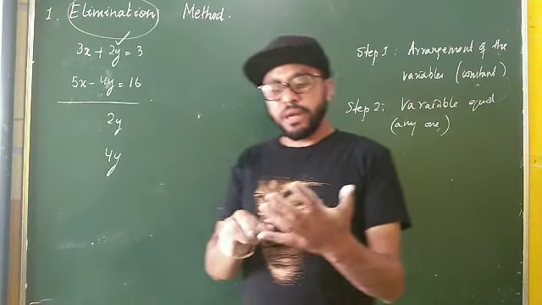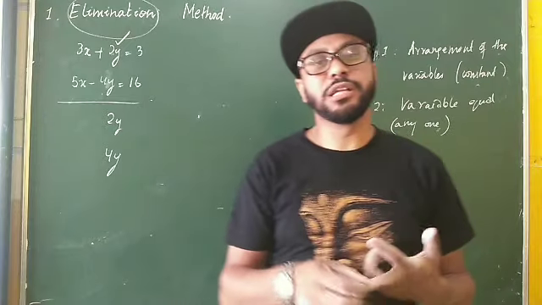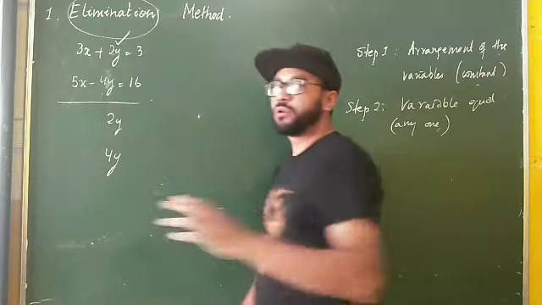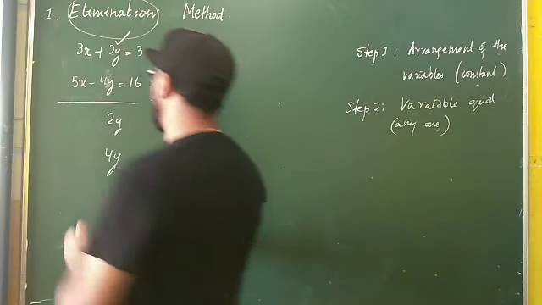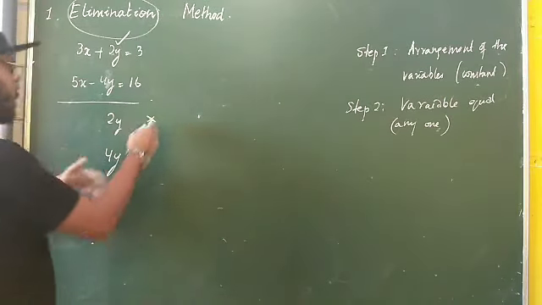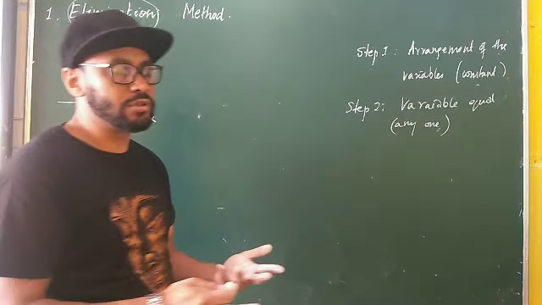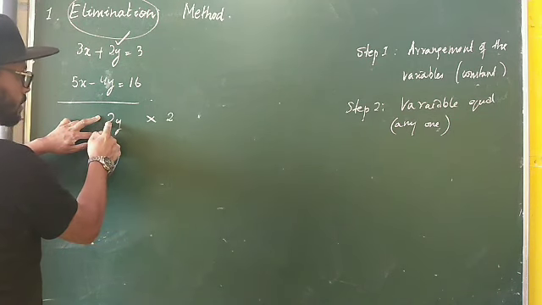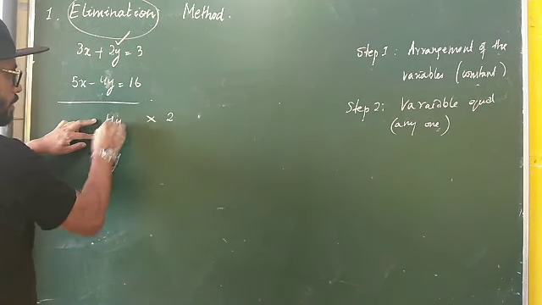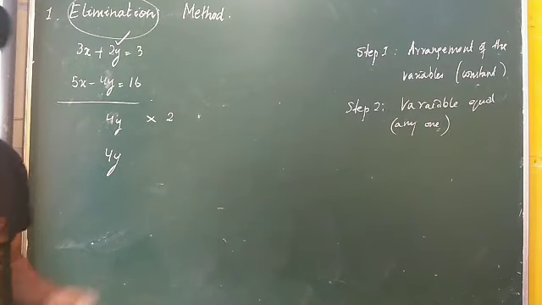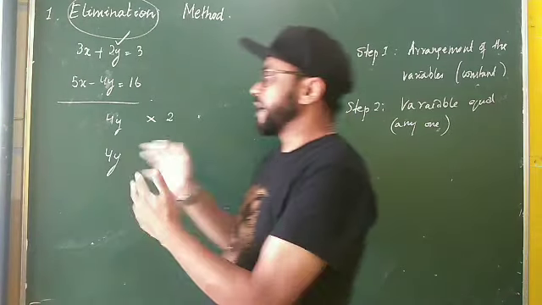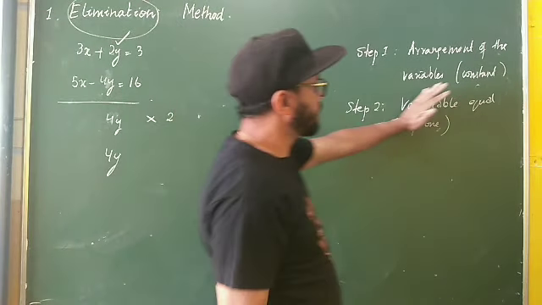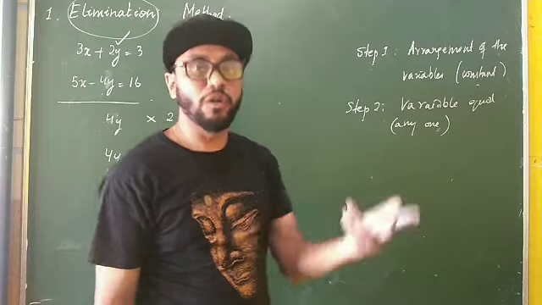See, in mathematics we can use addition, subtraction, multiplication and division. But usually to make the variable equal, we use the multiplication method. So we can multiply either one or both, it's up to you. Here, if I multiply with 2, then this becomes 4. This way we can make the variable equal. So in the second step, we make the variable equal by multiplying with a constant.